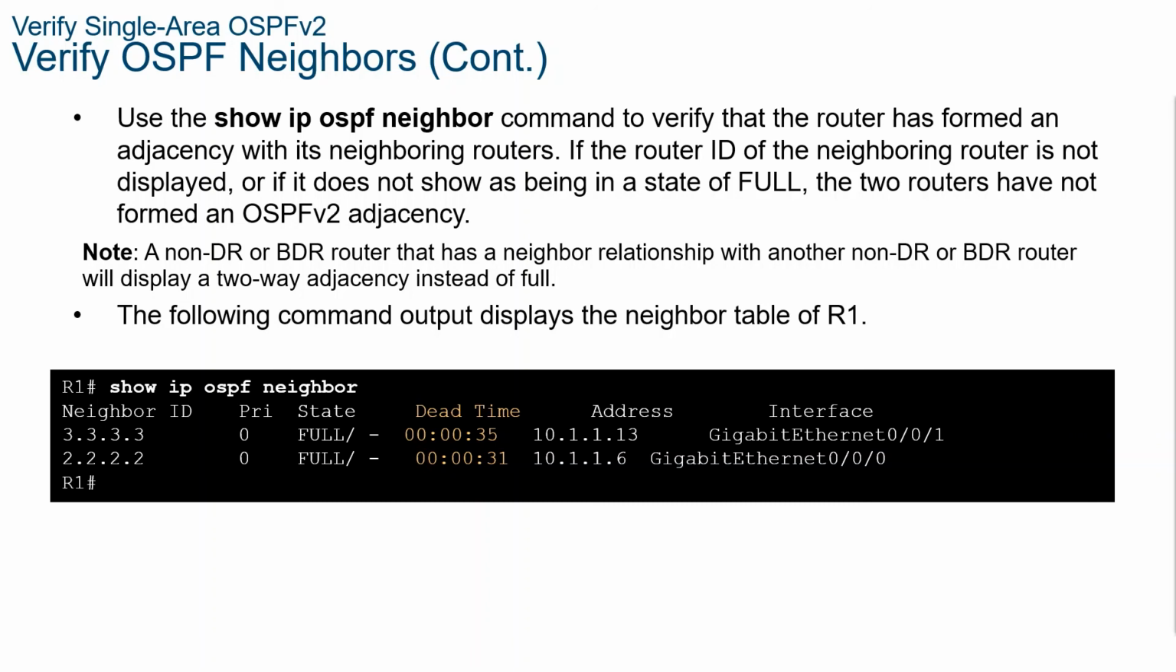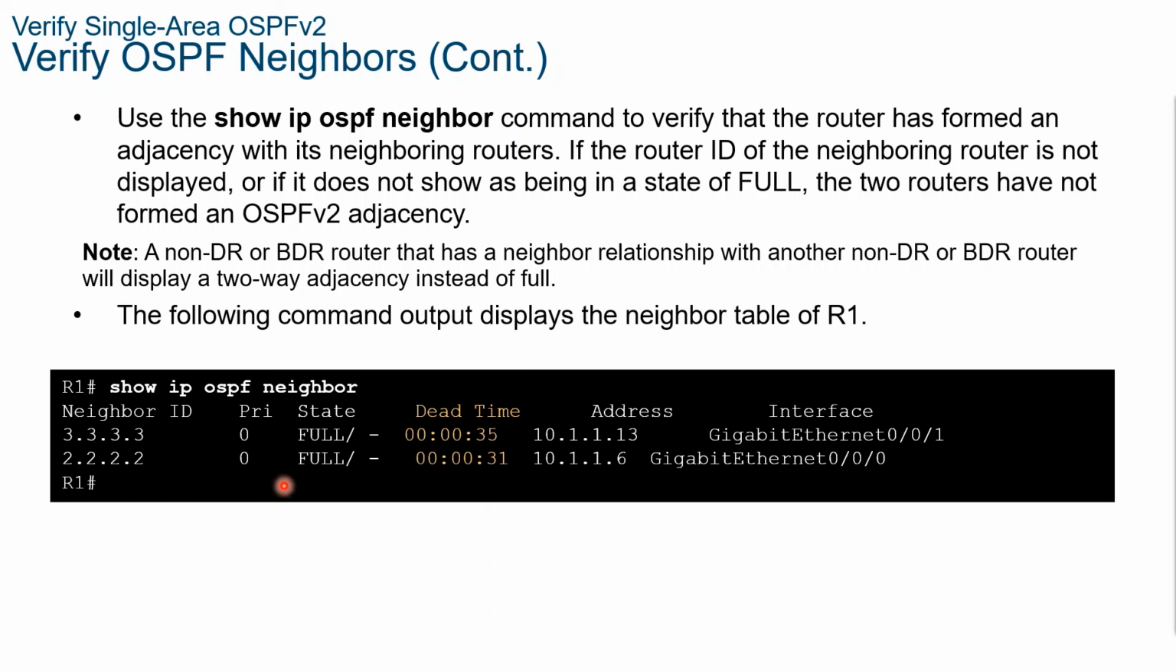Okay, now for each neighbor, this command displays the following. So you've got the neighbor ID, okay? So this is the router ID of the neighboring router. You also have pri, okay? So this is the OSPF version 2 priority on the interface. So this value is assigned in the DR and BDR election.